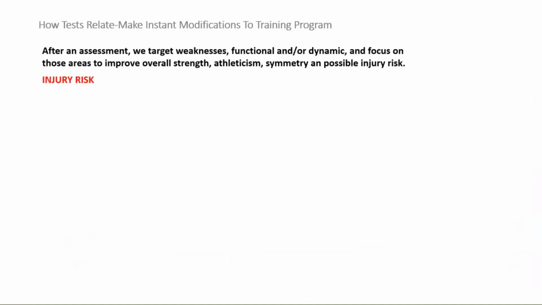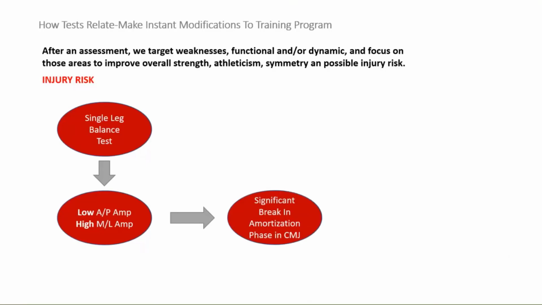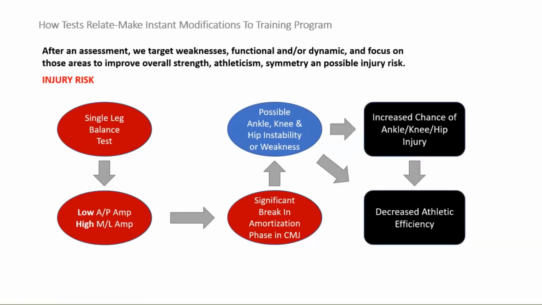So here's an injury risk. As we saw, we did the single leg balance test, which we always do. We saw that there was a low anterior posterior amplitude, so there's less movement in the anterior posterior than there is high movement in the medial lateral. A significant break in the amortization phase of the counter movement jump could lead to possible knee, ankle, and hip instability or weakness. The knees would be breaking in because there's a lot of medial lateral instability. This could increase the chance of ankle, knee, or hip injury and decrease athletic efficiency.